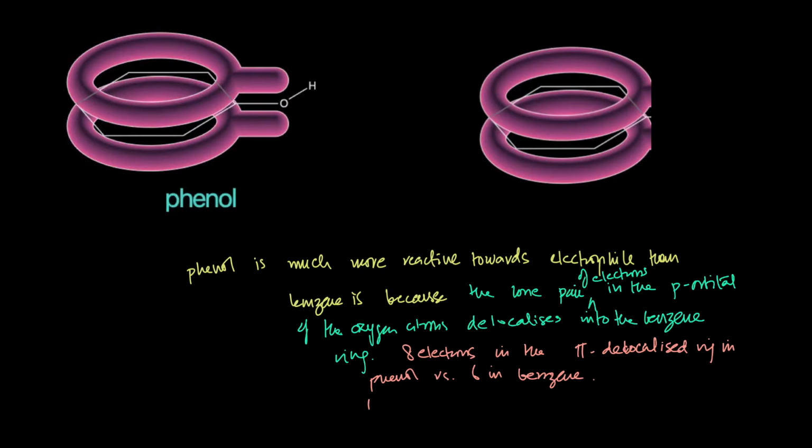So there's an increase in electron density in the ring, making phenol much more reactive. Again, the increase in electron density means that it attracts electrophiles more strongly.